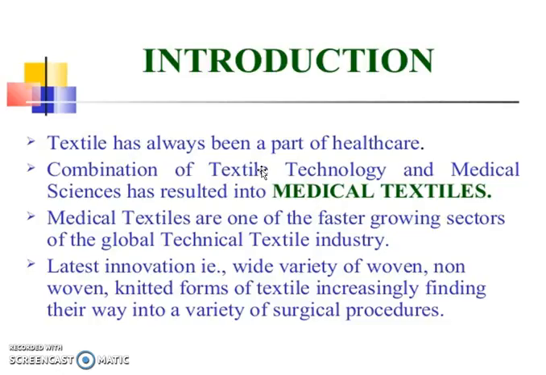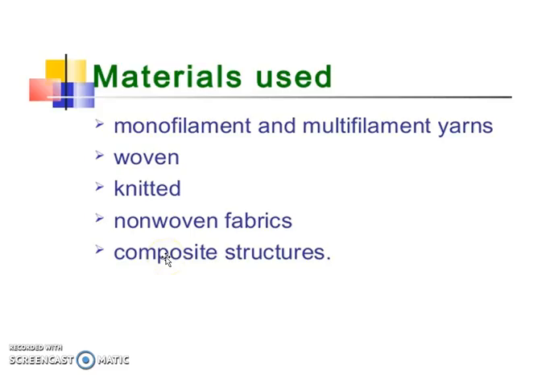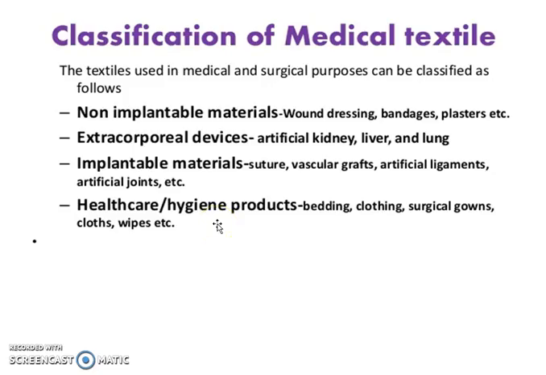Latest innovation, that is a wide variety of woven, non-woven, knitted forms of textile, are increasingly finding their way into a variety of surgical procedures. Let us see the material used in medical textile. Monofilament and multifilament yarn, woven structure, knitted structure, non-woven fabrics and composite structure. Let us see the classification of medical textile.